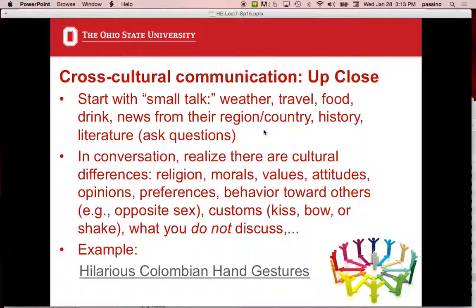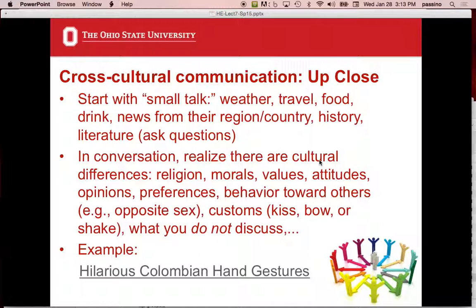You talk about your travel. Food's a great topic of conversation. Learning about their food, trying their national dish, learning about their drink. Know their news before you go, current events, so you can talk about those if it's appropriate. Knowing their history or literature. I've never met, for instance, a Colombian who hasn't read 100 Years of Solitude by Gabriel Garcia Marquez, the Nobel Prize winner. So you have to know certain things when you're going to a country, okay?